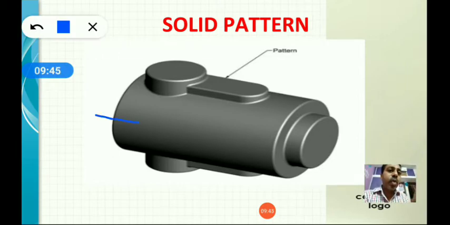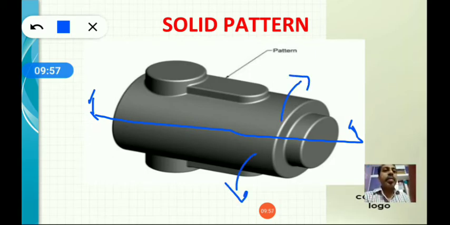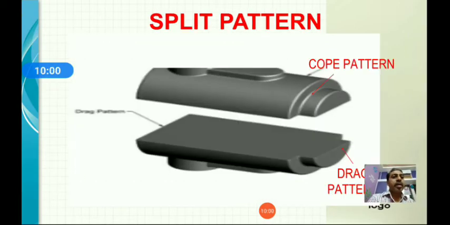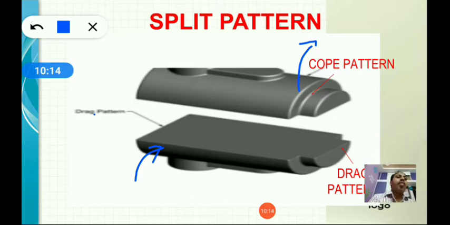cut the solid pattern from the center. Okay, this is our center. If we cut a solid pattern from the center, it can be divided into two parts, and that is nothing but our split pattern. So a split pattern is a cut from a center. One part is called the cope pattern and another part is called the drag pattern. The cope pattern is fitted into the cope flask and the drag pattern is fitted into the drag part.